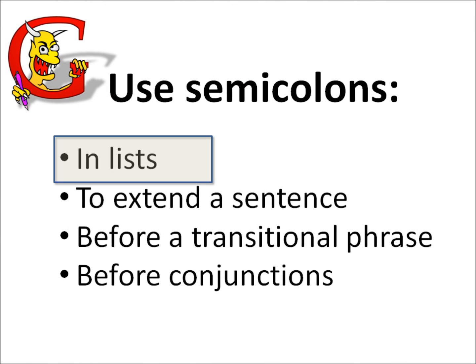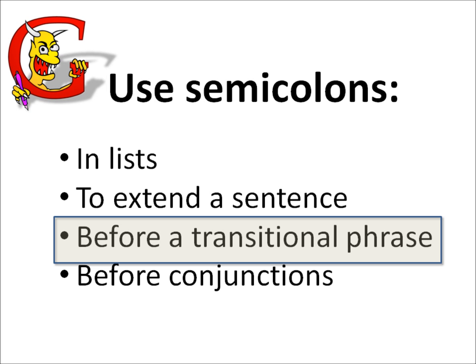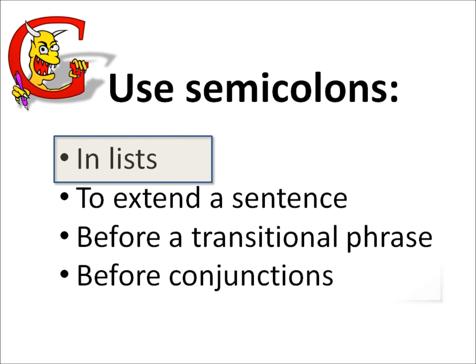Semicolons can be used in lists to extend a sentence, a little bit more on that later, before a transitional phrase, that's something like however, as a consequence, or as a result, or before conjunctions. Now, conjunctions are words like and, or, and but. Using a semicolon before a conjunction is pretty outdated, so we just need to concentrate on the top three. Let's start with semicolons in lists.